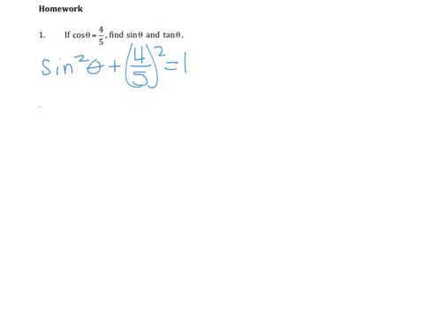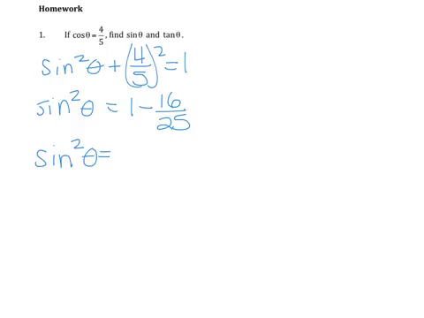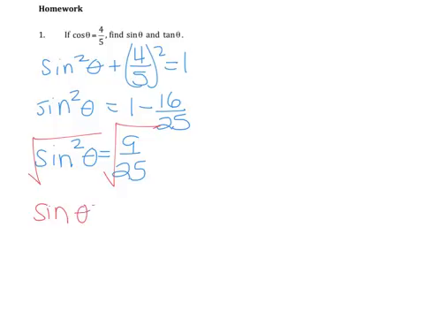I'm going to go ahead and solve this for sine. So sine square of theta is now equal to 1 minus 16 over 25. The difference between 1 and 16 over 25 is 9 over 25. Take the square root of both sides in order to get sine by itself. And these are two perfect squares, so the square root of 9 is 3 and the square root of 25 is 5.